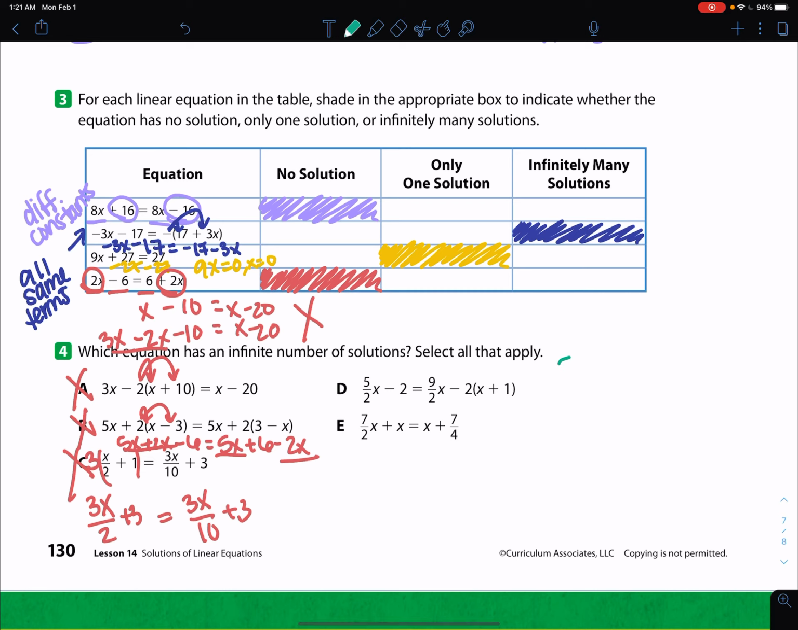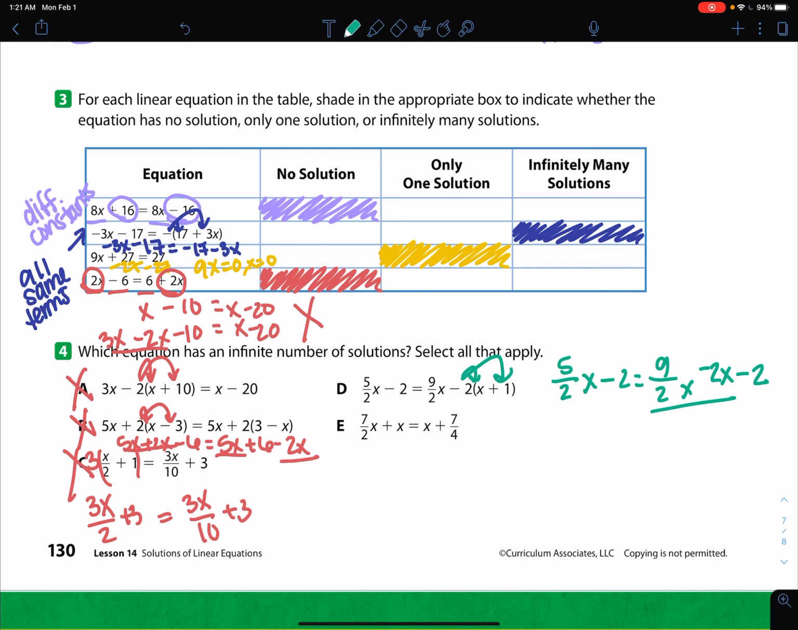Simplifying again, keeping the left side the same. The right side, I just have to distribute. So I've got 9/2 x minus 2x minus 2. So I need to combine like terms on the right side.